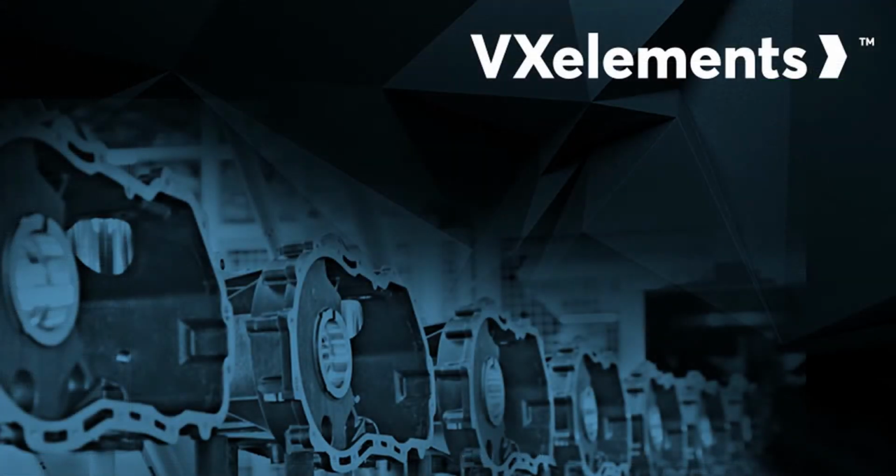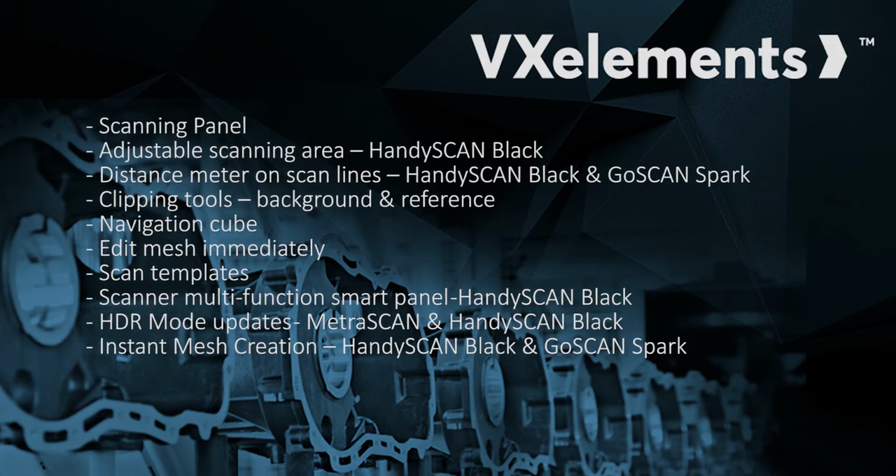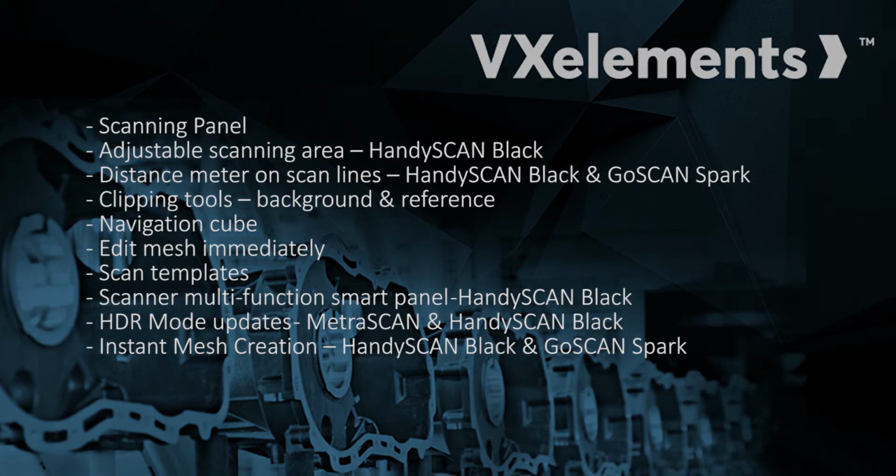All right, so just to wrap up this video and just review what we looked at here in new VXelements version 7, we have the new scanning panel over on the right-hand side, with just some of the most relevant information and access to commands you use the most. There is the new adjustable scanning area that allows you to actually just capture a smaller area. That's only available on the HandyScan Black. Also, the distance meter right on the scan lines, so you can see if you're too close or too far away. Also, that's on the new HandyScan Black and the new GoScan Spark.